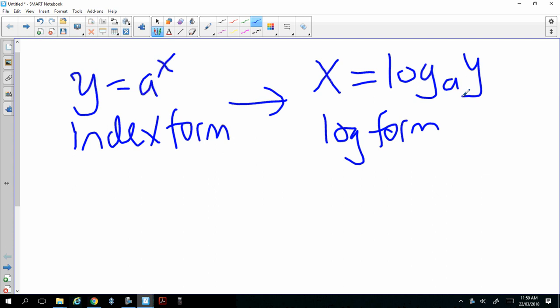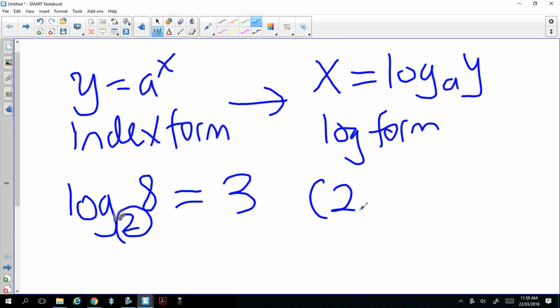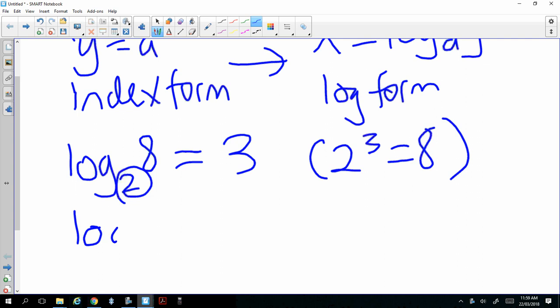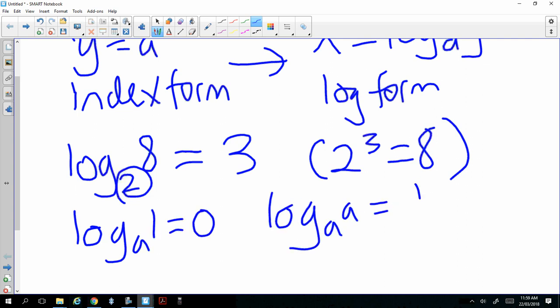So for example, now we can calculate things like log base 2 of 8. What's the answer? That will be 3, because 2 to the power of 3 equals 8. We also learned some properties of log. Log of 1 is 0. Log of a base a is 1.